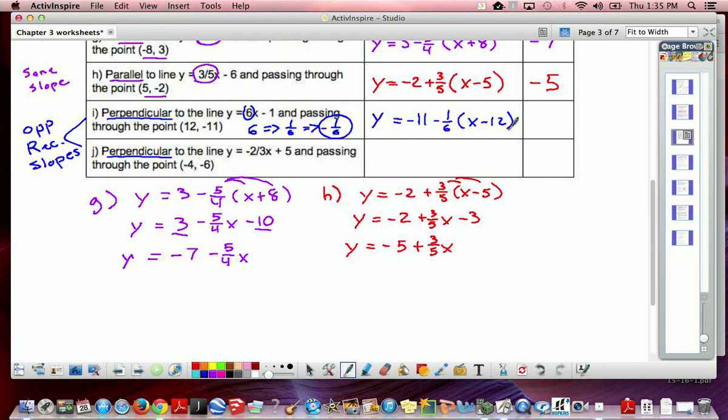So now I can take and rewrite this one here. I'm going to distribute, so I have negative 11 minus 1/6 x, so I distribute. Negative 1/6 times 12 is plus 2. So then when I combine my like terms, I have y equals negative 9 minus 1/6 x. So my y-intercept is minus 9.